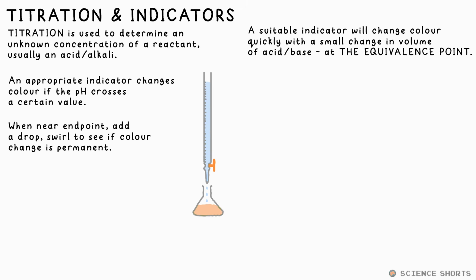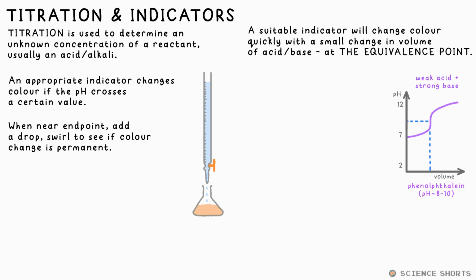Indicators are often weak acids that partially dissociate in solution, for which its unionized form is a different color to the anionic form. This color change occurs at different pHs for different indicators. A good indicator is one that changes over a rapid change in pH when there's only a small increase in the volume of a reactant.